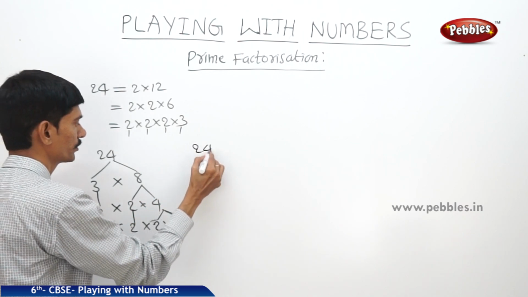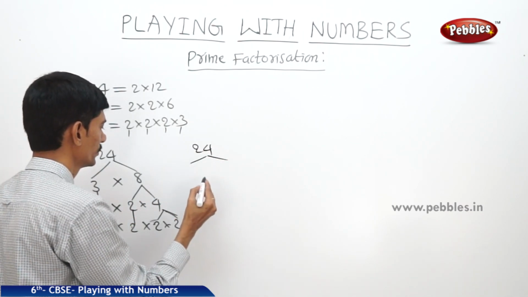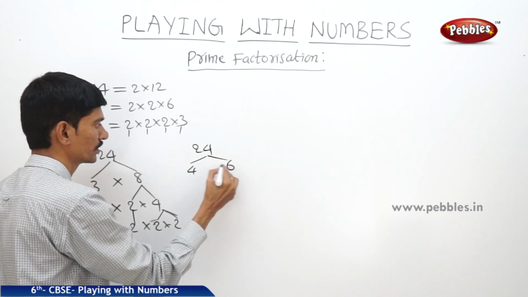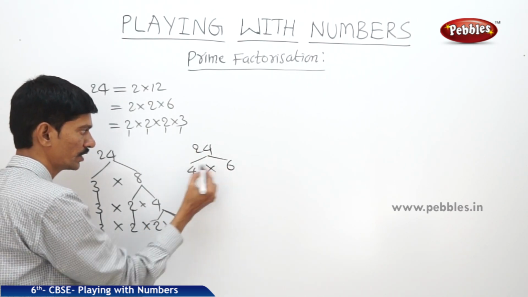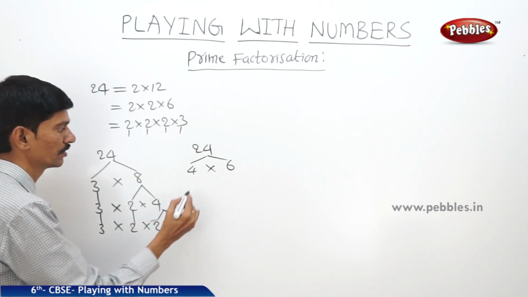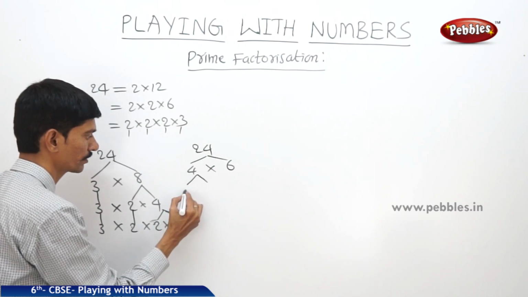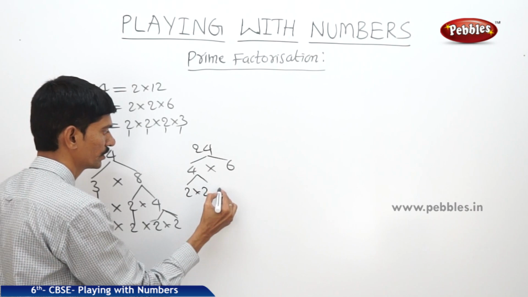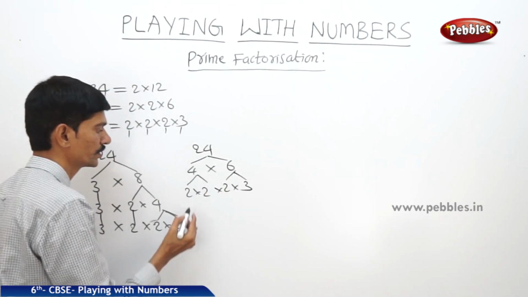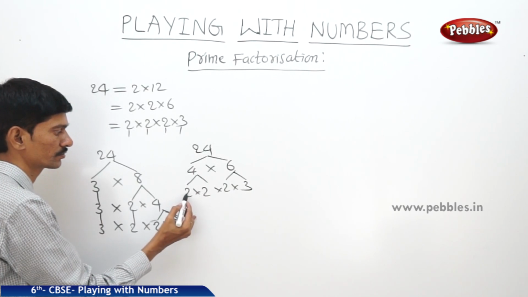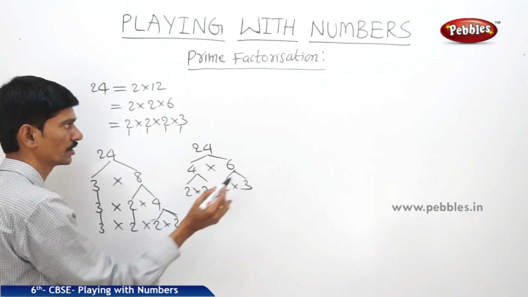Now if we write 24 in some other way, we can write 4 and 6, because 4 6s are 24. But here 4 and 6 both are not prime numbers, so we can write 4 as a product of 2 and 2, and we can write 6 as a product of 2 and 3. So we got the same prime factors 2, 2, 2 and 3.